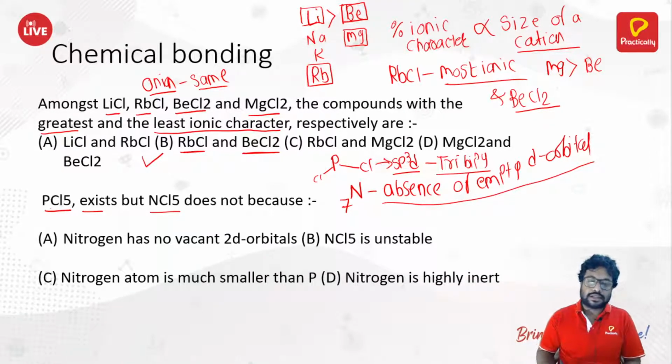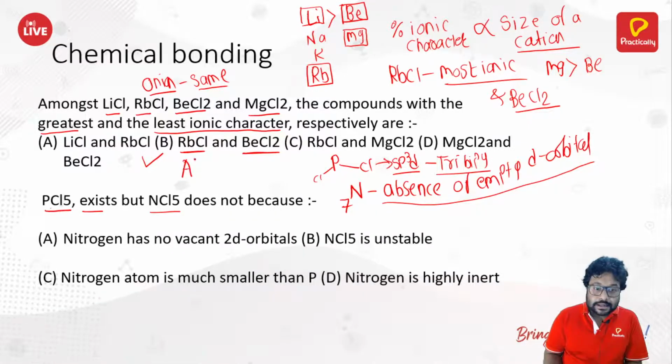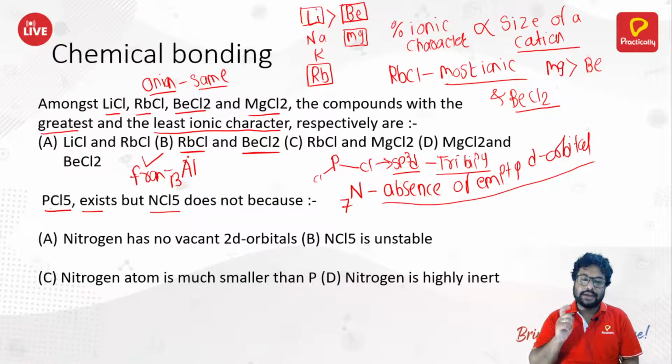See, starting from aluminium, atomic number is 13. So from aluminium, every element has d orbital. Now that d orbital could be empty, it could be partially filled, half filled, almost filled, or completely filled. That's a different thing. That will depend on your atomic number, ultimately on the electronic configuration and the stability.